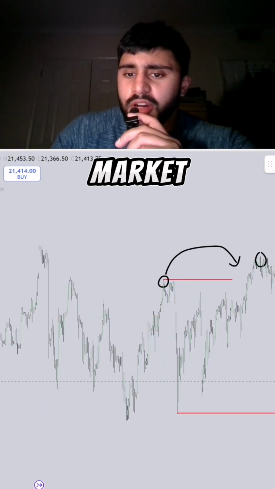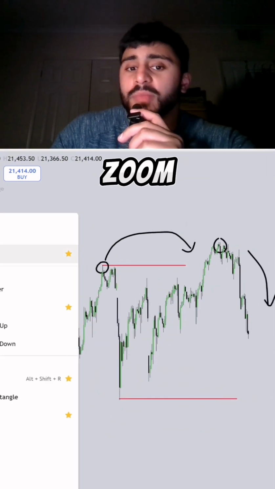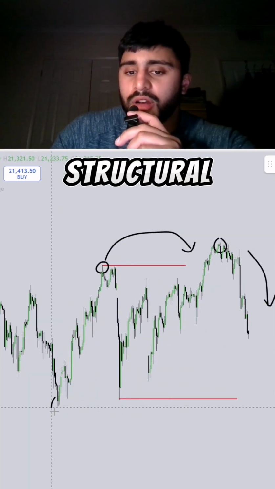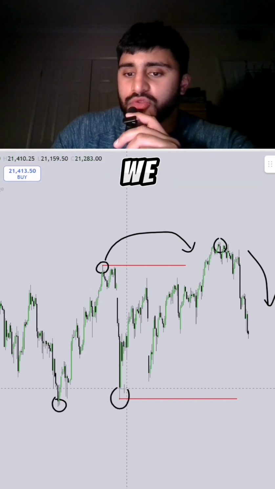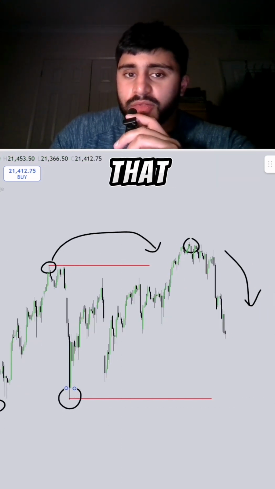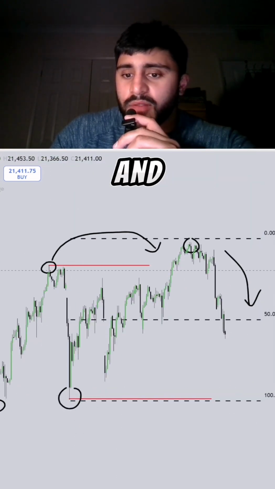Now, from here, we need to look at market structure a lot more openly. We need to kind of zoom out a little bit, right? So what we had is we had a structural low down here, structural high, and we had a structural low. Now, what's interesting here is that we've come into this region. We have a structural low and we have a structural high, right?